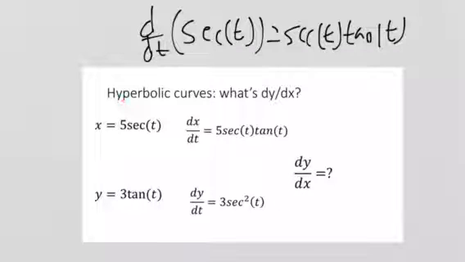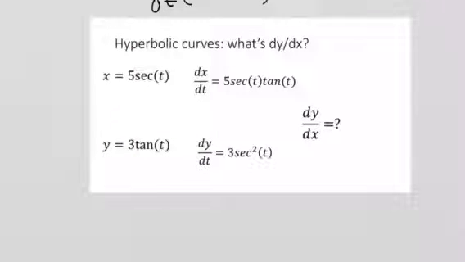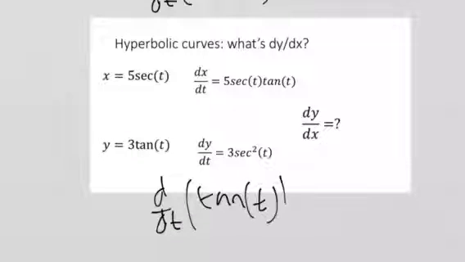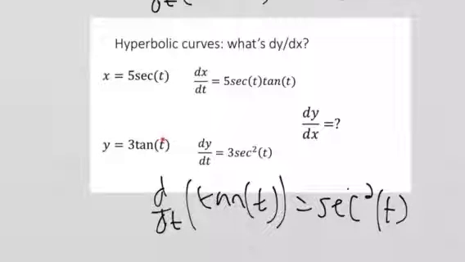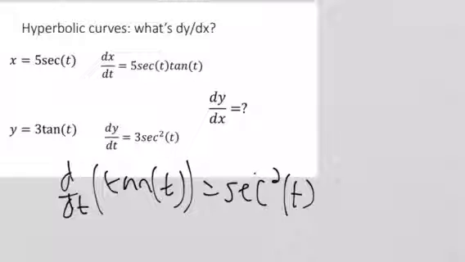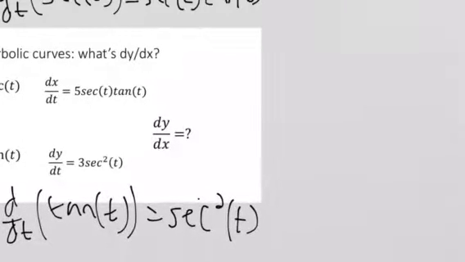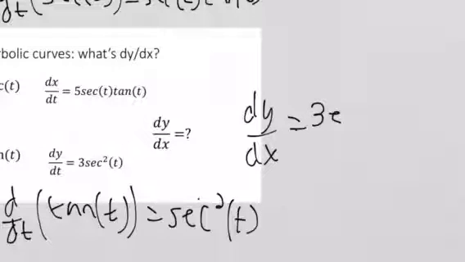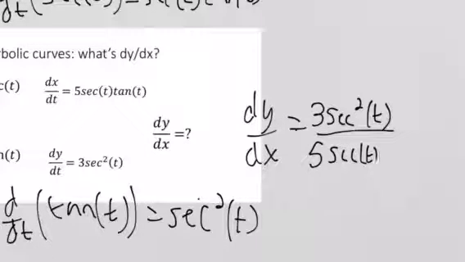So then the derivative of 5 secant is 5 secant tangent. And the derivative with respect to t of tangent t is going to be secant squared. So then the derivative of 3 tangent is 3 secant squared. So then what is dy/dx? Well, we know that we're going to take dy/dt and divide it by dx/dt. So we have dy/dx equals 3 secant squared t divided by 5 secant t tangent t.